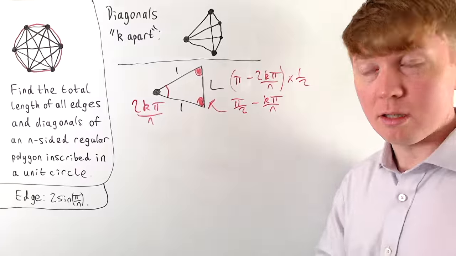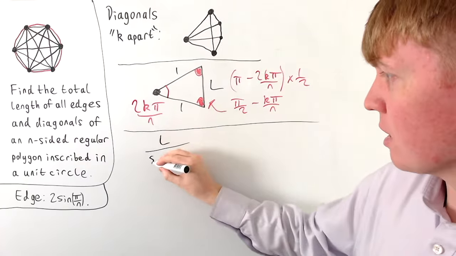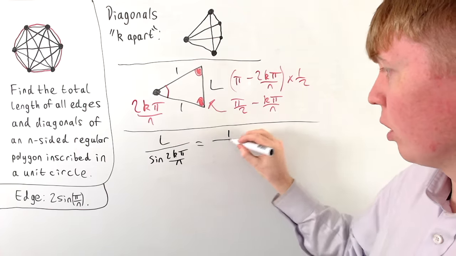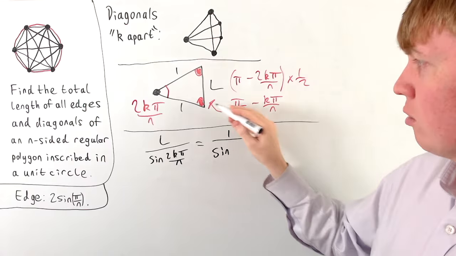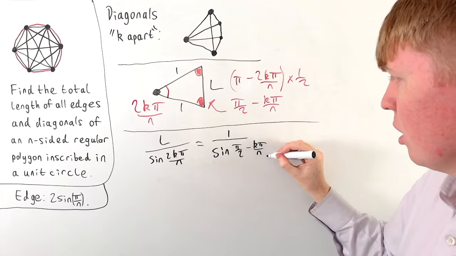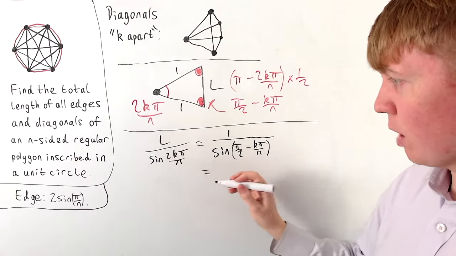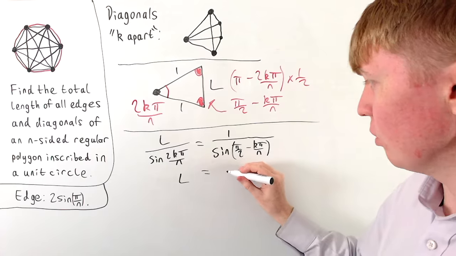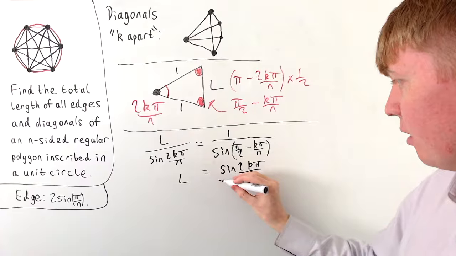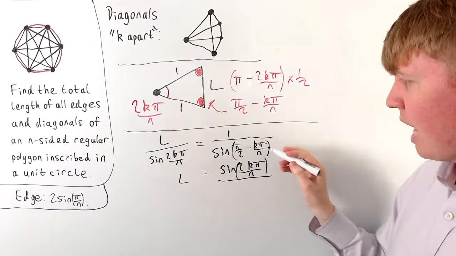Then this allows us to use the sine rule just like before, so we can set this up so that L over sine 2k pi over n is equal to 1 over sine of our other angle, which is pi over 2 minus k pi over n. So then when we multiply on both sides by sine 2k pi over n, we get L is equal to sine 2k pi over n divided by sine of pi over 2 minus k pi over n.